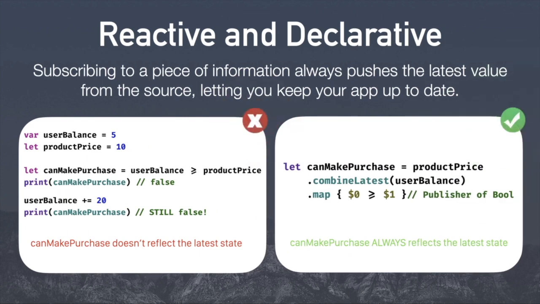It's just merely a snapshot in time of whenever you calculated that Boolean. In contrast, if you see this Combine code, you don't necessarily have to understand it, but it is basically kind of like reading an English sentence. You take the product price and you combine it with the latest value from the user balance. And then whenever the value of either of them changes, you automatically map it to is this greater than that? And you get a new publisher of Boolean types. So canMakePurchase now always reflects the latest state. Whenever anything changes, you will always have a guaranteed state of canMakePurchase, which is valid for your app.